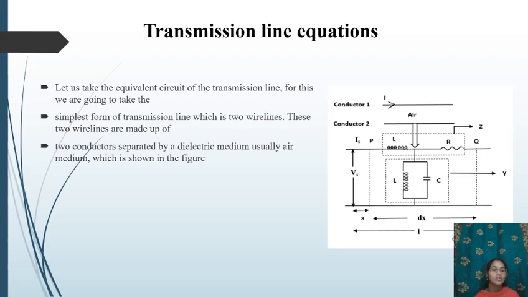Transmission line equation. Let us take the equivalent circuit of transmission line. For this, we are going to take the equivalent circuit of the simplest form of transmission line, which is the two wire line. These two wire lines are made up of two conductors separated by a dielectric medium, usually air medium, which is shown in the figure.